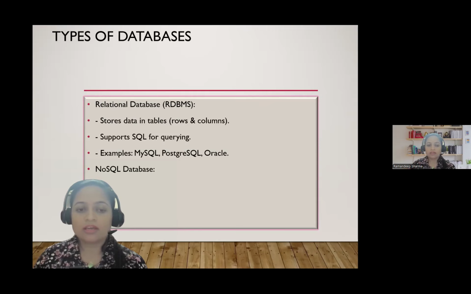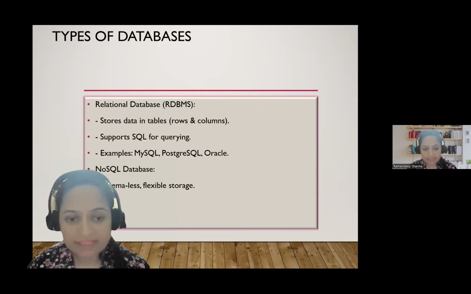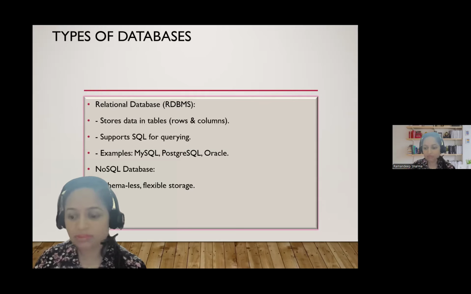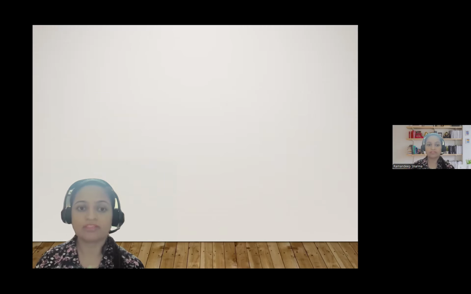Okay, let's come to the NoSQL part. NoSQL databases are databases which are schemaless and have quite flexible storage, and they support large scale and unstructured data. For example, MongoDB and Cassandra are the most common NoSQL databases nowadays.